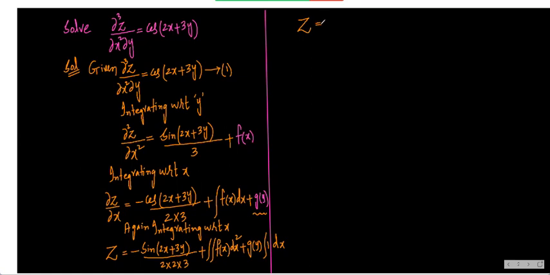z is equal to minus sine of (2x + 3y) whole divided by 2 2s are 4, 3s are 12, plus this is the double integration of f(x) dx square, if I want to give any name, you can give, otherwise write down as it is, no problem at all. Plus the integration of 1 dx is x, so x into g(y). This is your final answer.